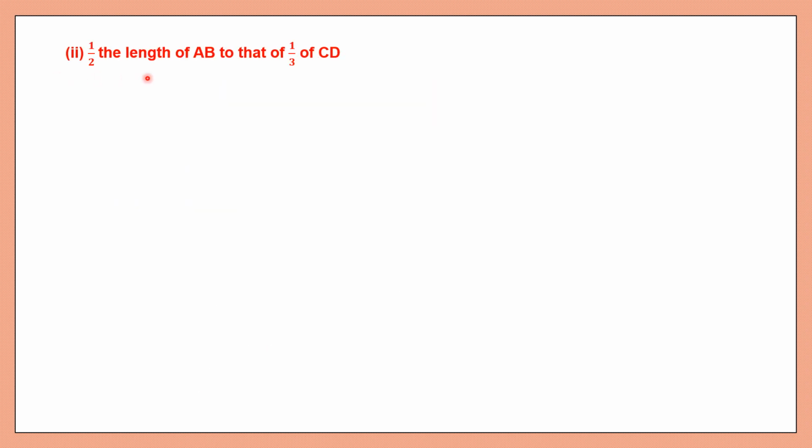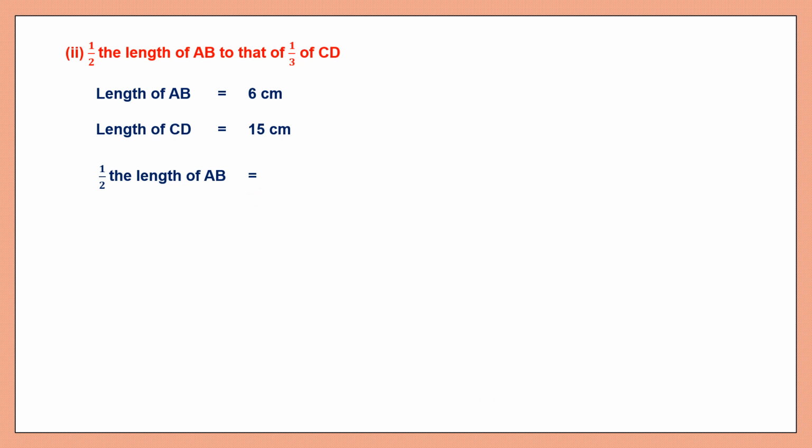Question 2. Half the length of AB to that of 1/3 of CD. So length of AB is already given to us, it's 6 centimeters. And length of CD is also given to us, it's 15 centimeters. Now we have to find half the length of AB. So half the length of AB will be half or 1 by 2 of the length of AB. Of means into, and AB is 6 centimeters. So here let's find 1 by 2 into 6.